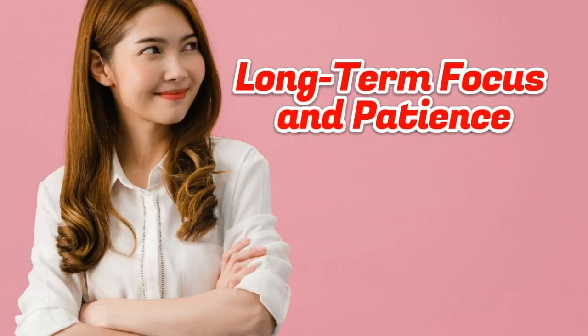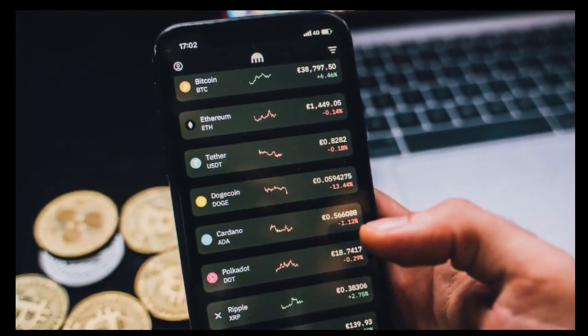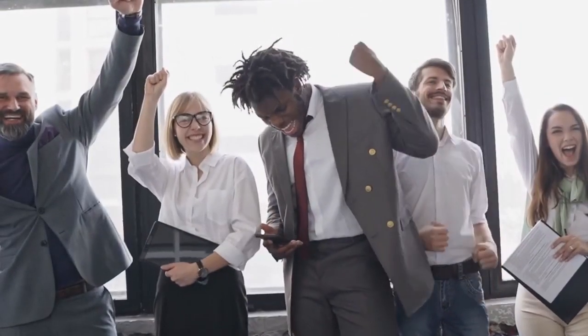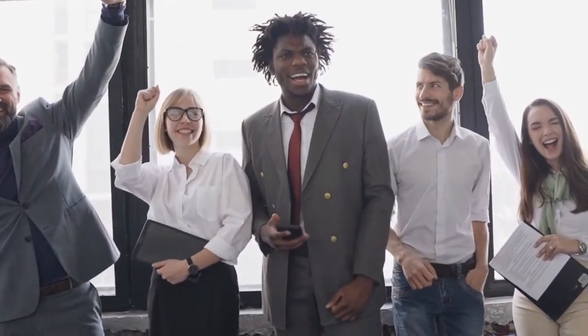Subsection 6.3. Long-term focus and patience. Maintaining a long-term perspective and practicing patience is crucial for overcoming emotional biases. By focusing on long-term goals and avoiding impulsive reactions to short-term market fluctuations, investors can make more rational decisions and stay committed to their investment strategies.